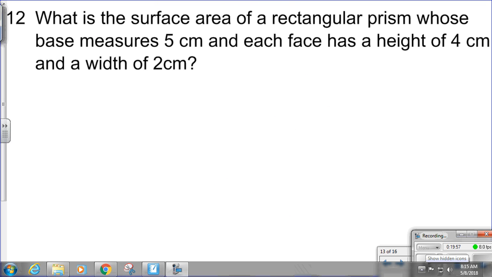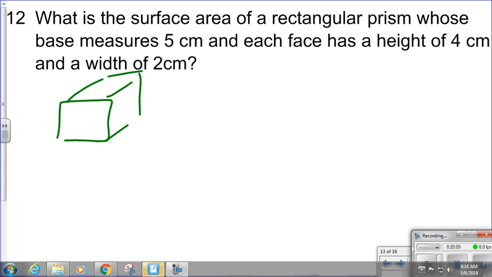What is the surface area of a rectangular prism whose base measures 5 centimeters and each base has a height of 4 centimeters and a width of 2 centimeters? Okay. Sometimes when there's a lot of words, I need to draw a picture. In geometry, pictures are going to be more helpful and beneficial to you. And this is a surface area question. So you think of surface area, you're doing all that circling and multiplying and doubling. So I'm just going to put 3 numbers on my shape. That's going to help me identify which ones I should be circling and multiplying and doubling.